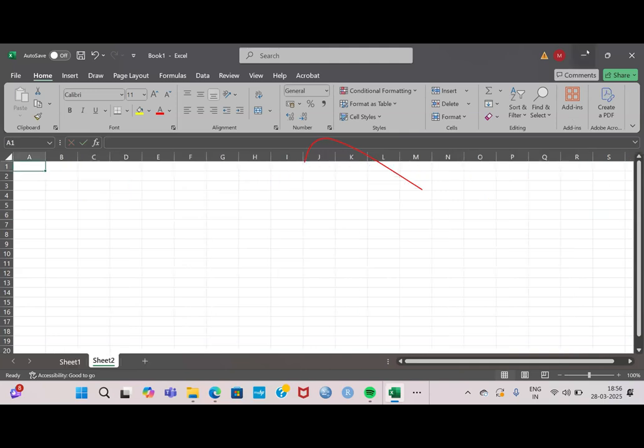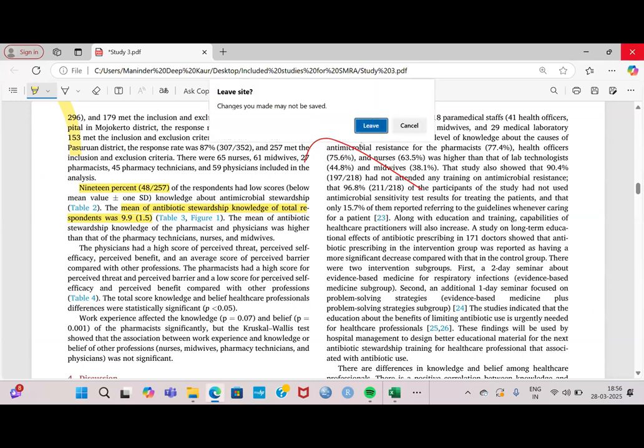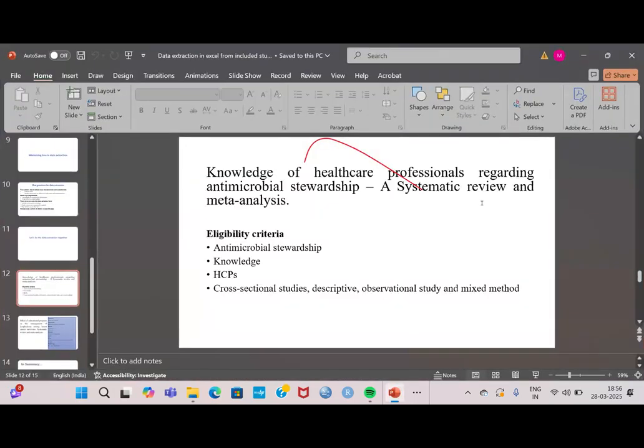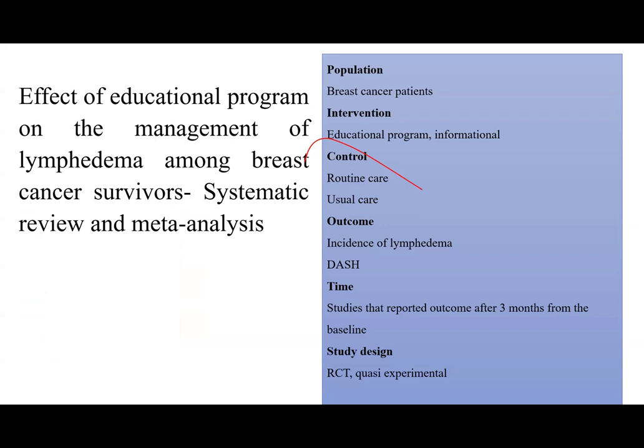So let's go back to the slides. I will close these studies for a while. So we left here only. So we have done the data extraction for these studies. So next question. I think someone has put a red line on my screen. If the technical team can remove that, would you please help me because it is disturbing me.